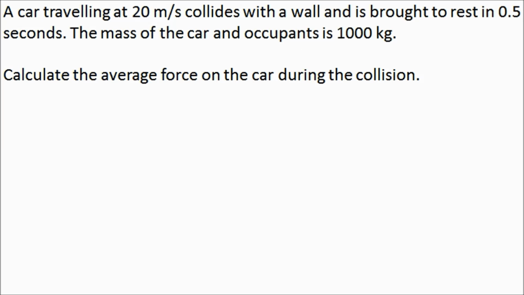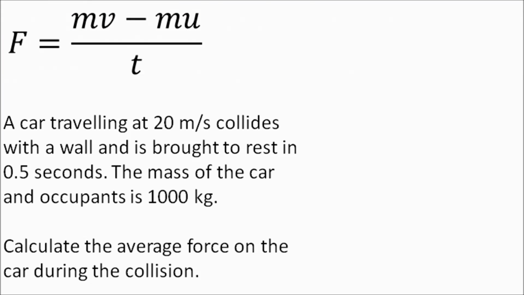So let's look at a little example question. A car travelling at 20 meters per second collides with a wall and is brought to rest in 0.5 of a second. The mass of the car and the occupants is 1,000 kilograms. Calculate the average force on the car during the collision. Well, there's our equation, and it's very, very simple. All we need to do is feed all our numbers in. So the mass, it tells us, is 1,000 kilograms. Now v is 0. v is our final velocity.